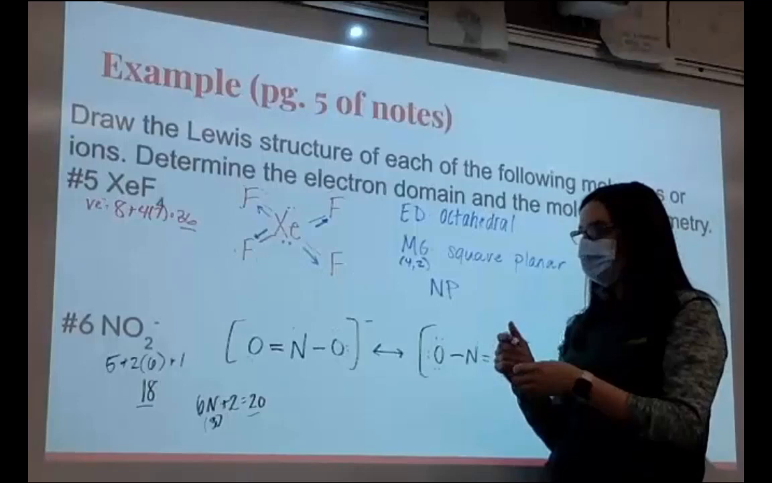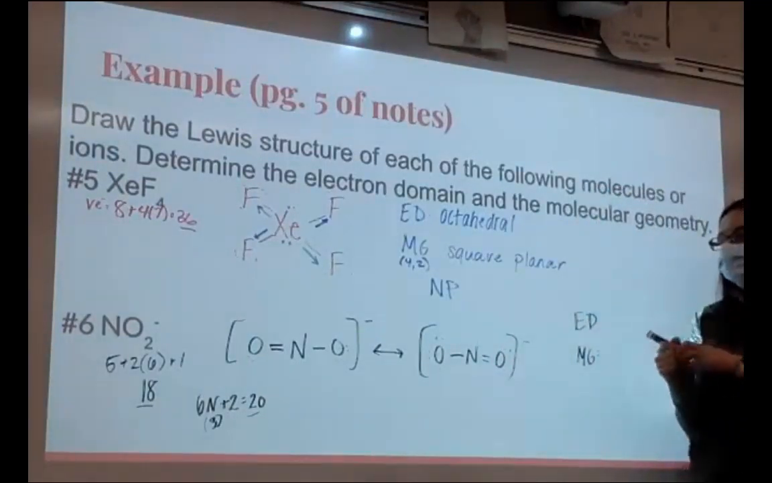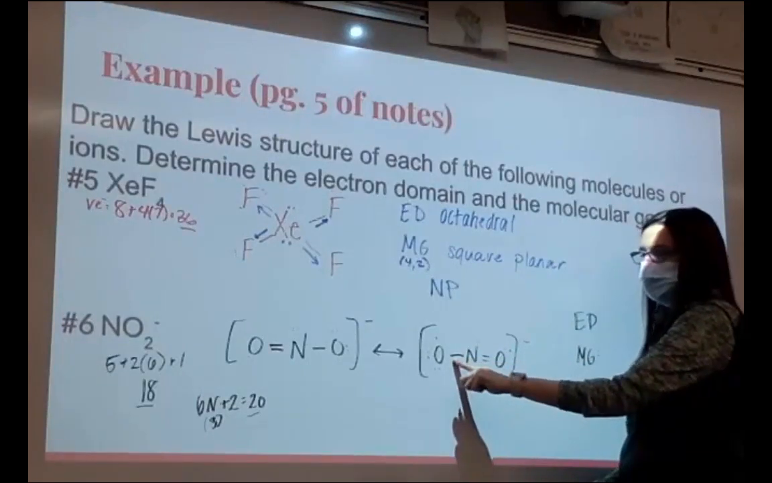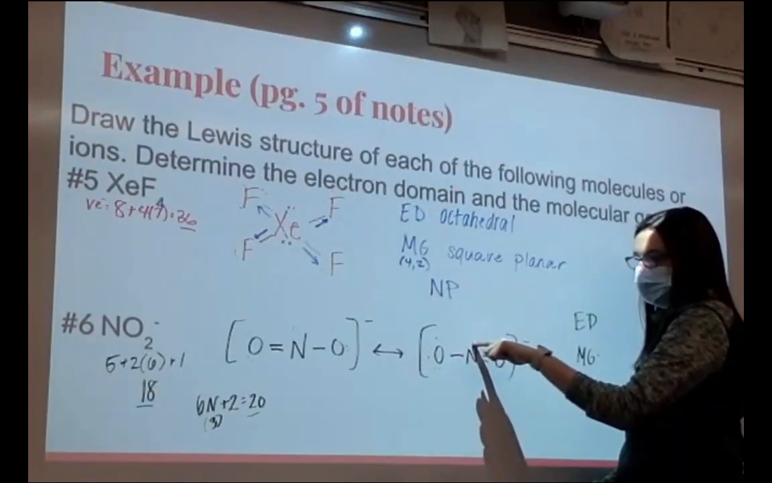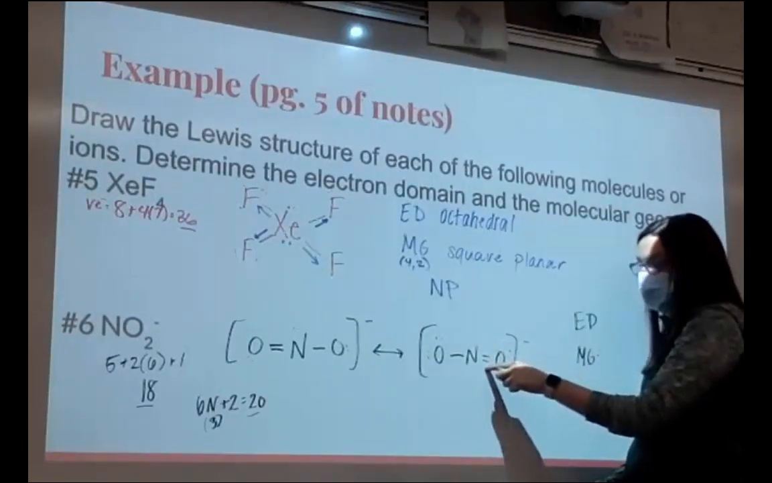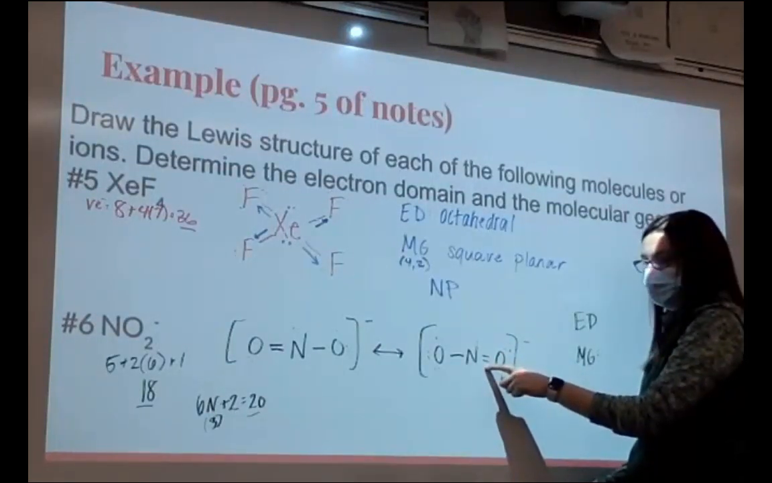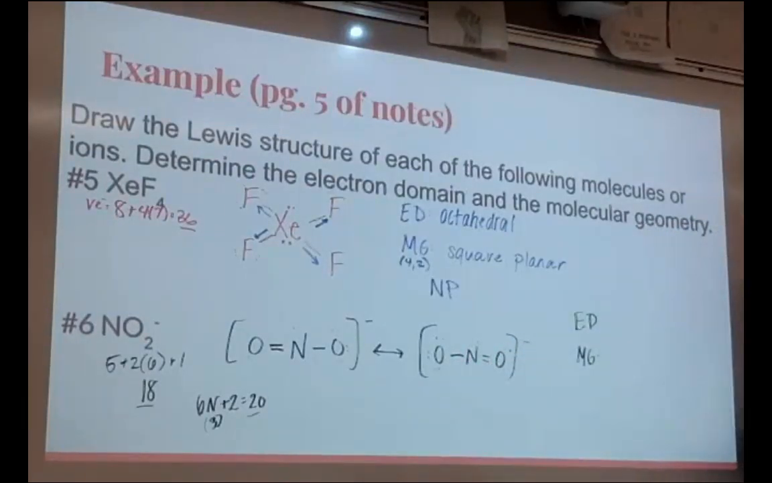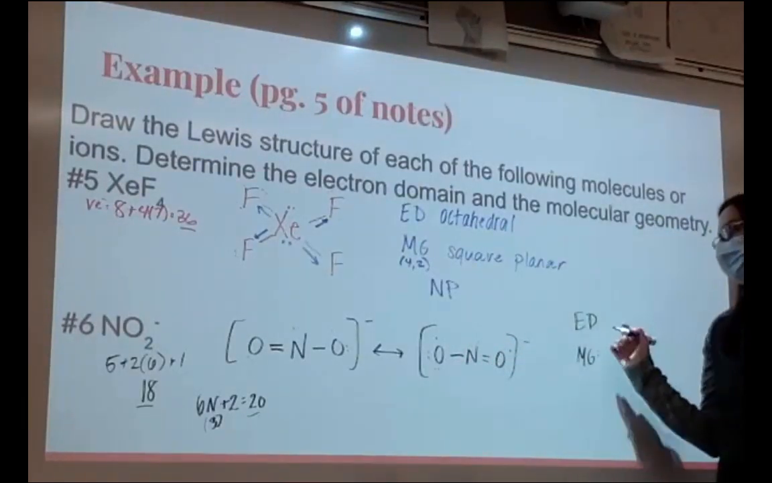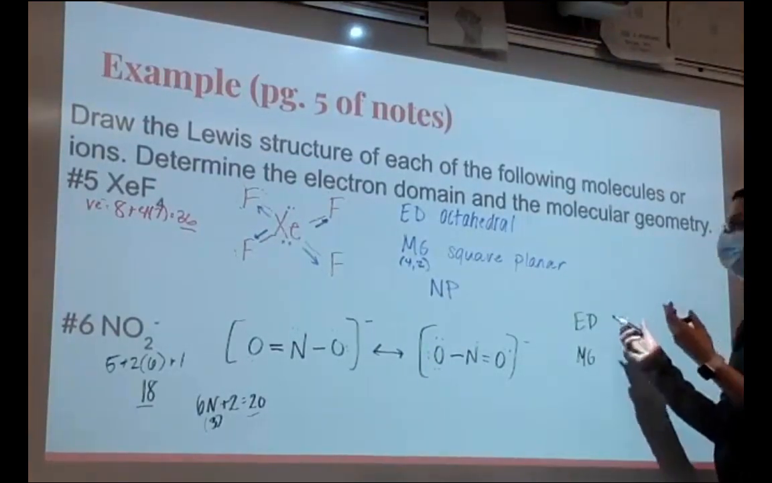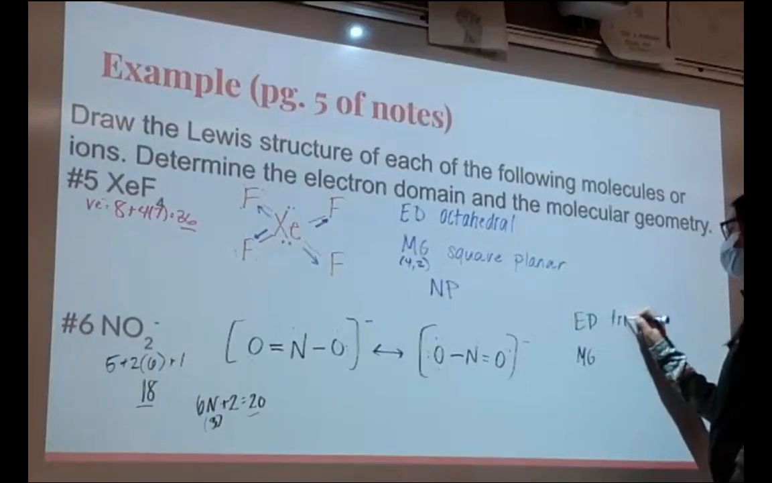So electron domain geometry. Here's where we have to be careful. Here is one area of electrons. Here is one area of electrons. This is all just one area of electrons. So there's 1, 2, 3 areas of electrons around the central atom. So 3 areas of electrons around the central atom is what fundamental shape? Trigonal planar.